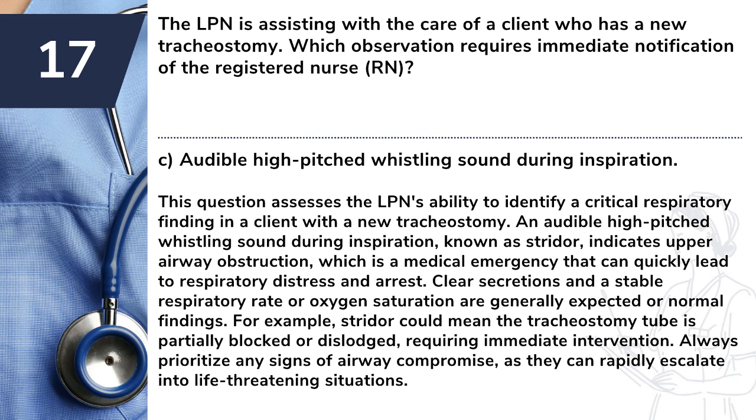Clear secretions and a stable respiratory rate or oxygen saturation are generally expected or normal findings. For example, stridor could mean the tracheostomy tube is partially blocked or dislodged, requiring immediate intervention. Always prioritize any signs of airway compromise, as they can rapidly escalate into life-threatening situations.